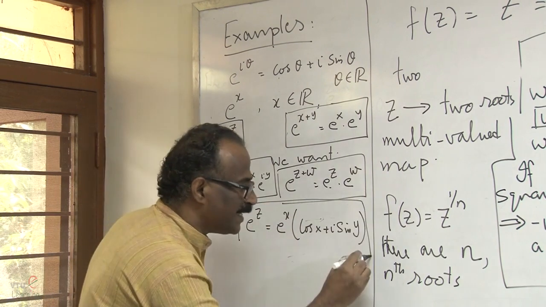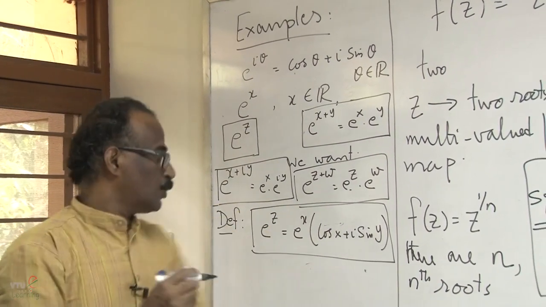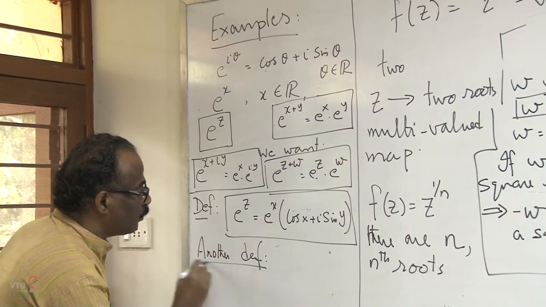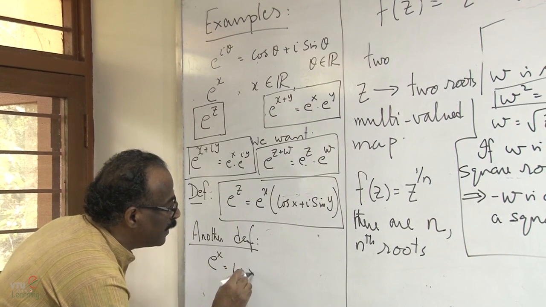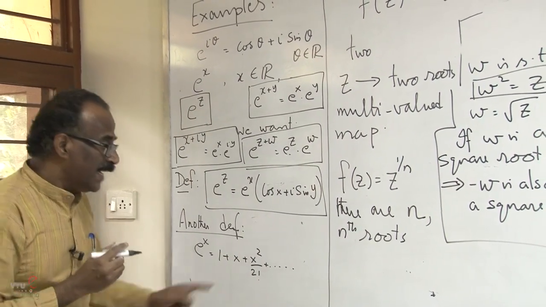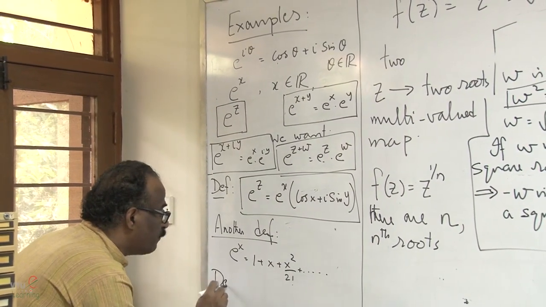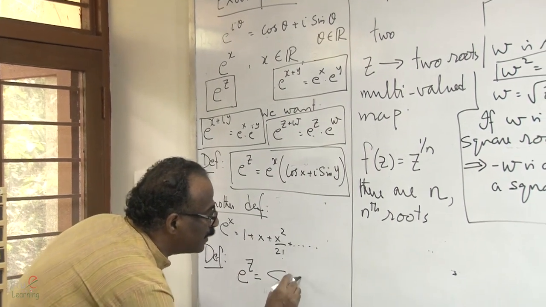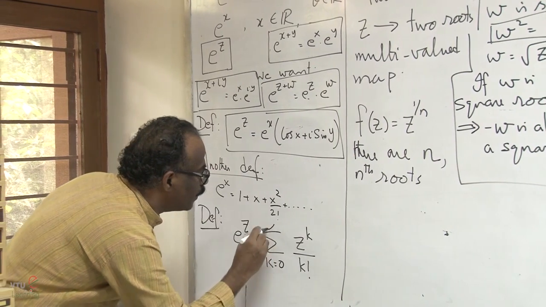You can do it, but of course there is another way of defining the exponential via its series form. So what is e power x? Another definition, if you want it. Both are the same, but you have to verify both are the same. e power x is equal to 1 plus x plus x square by 2 factorial and so on. This is an infinite series, and infinite series means you have to understand the convergence of the partial sums. The same way, define e power z as the summation of z power k by k factorial, k equal to 0 to infinity.